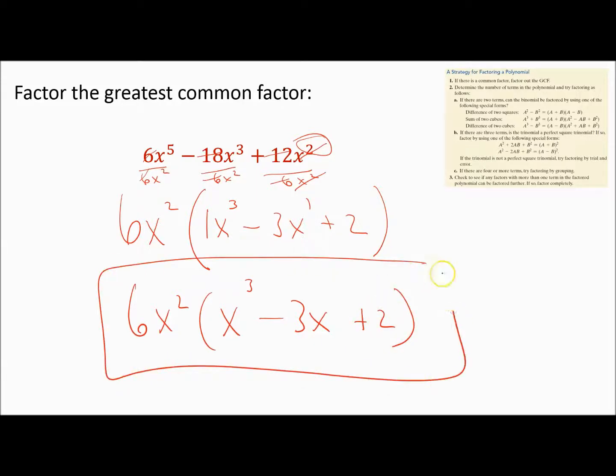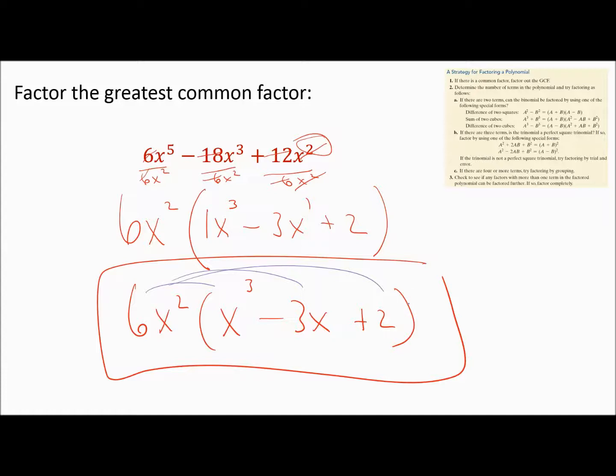Now, whenever you factor out a greatest common factor, you probably should do this little check in your mind of, is that correct? And all you have to do is distribute it back inside just to check. So 6x squared times x to the third would be 6x to the fifth. 6x squared times negative 3x would be negative 18x to the third, and 6x squared times 2 would be 12x squared. Okay, so that's the idea of the greatest common factor.